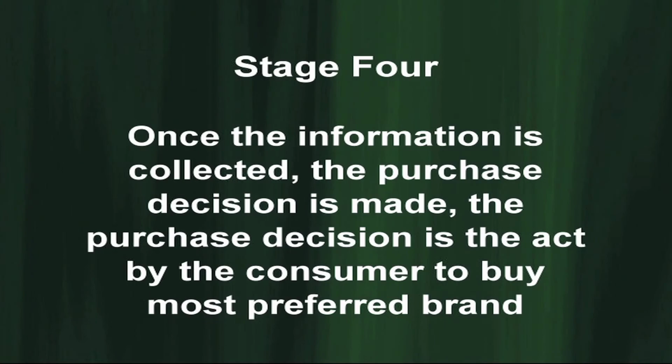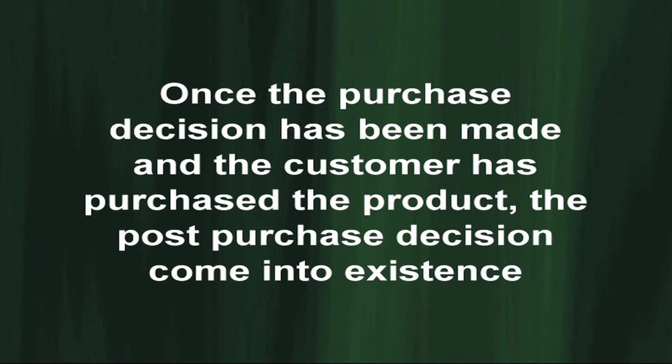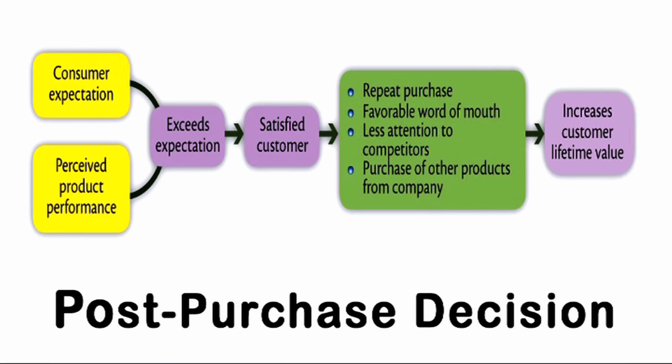In stage 4, once the information is collected, the purchase decision is made. The purchase decision is the act by the consumer to buy the most preferred brand. The purchase decision can be affected by attitudes of others and unexpected situational factors. And finally, once the purchase decision has been made and the customer has purchased the product, the post-purchase decisions come into existence. After the purchase decision, the last stage in the buyer decision process is the post-purchase decision.